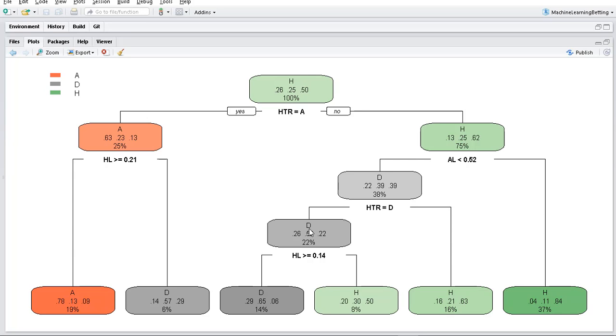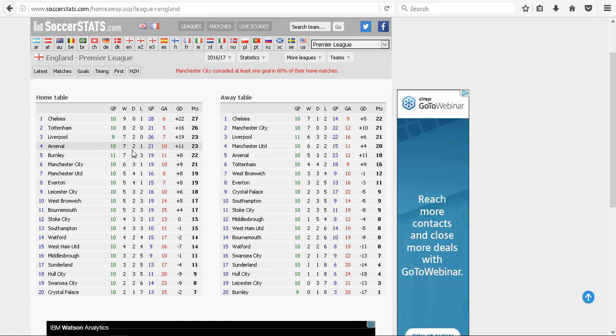Final question. Does the home team lose more than 14% of the time? Back to the data. Man United have lost only once. So they lose 10% of the time.